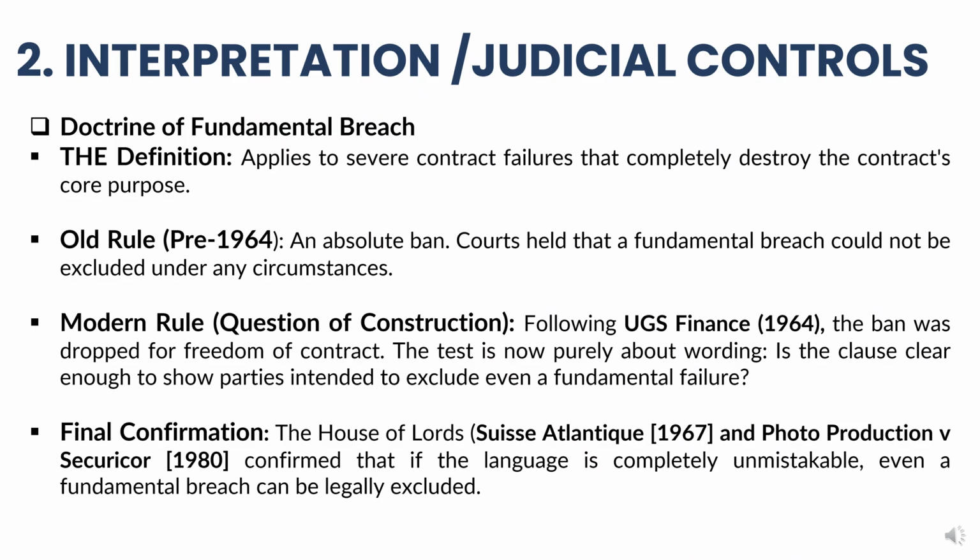However, the law later shifted toward a more flexible approach that emphasized freedom of contract. Following the case of UGS Finance in 1964, courts no longer automatically invalidated exclusion clauses in cases of fundamental breach. Instead, the issue became one of interpretation or construction. The key question now was whether the clause was drafted clearly enough to show that the parties genuinely intended to exclude liability, even for a fundamental failure.